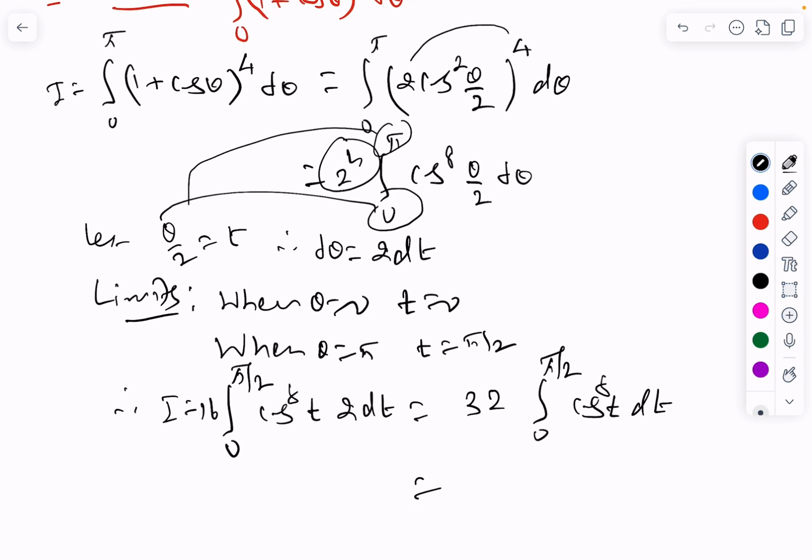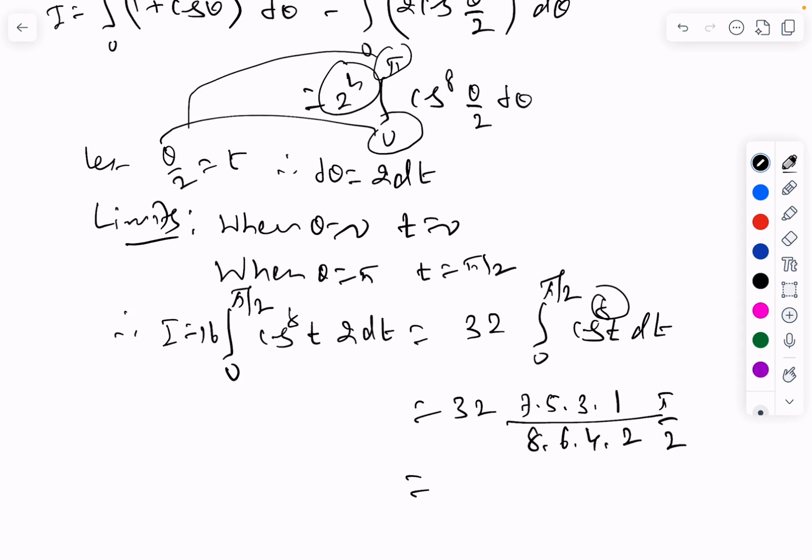And now we are in a standard form. So that is 7, 5, 3, 1. Then this is 8, 6, 4, 2, and 8 is even. So multiply with pi by 2. Then we can simplify. So this 32 cancels, 2 threes are 6. So 35 pi over 8.